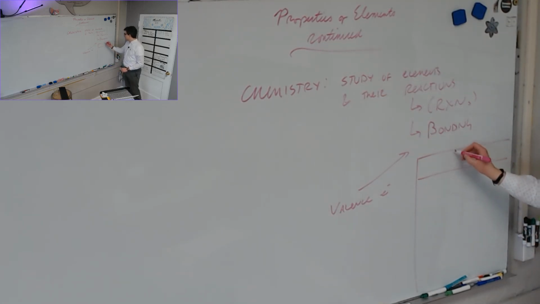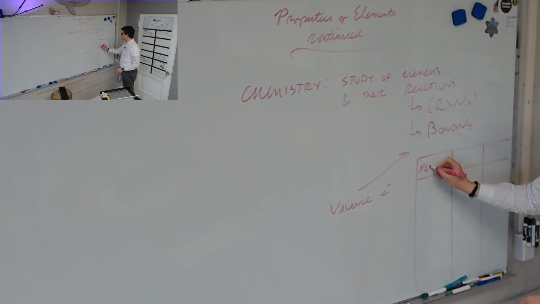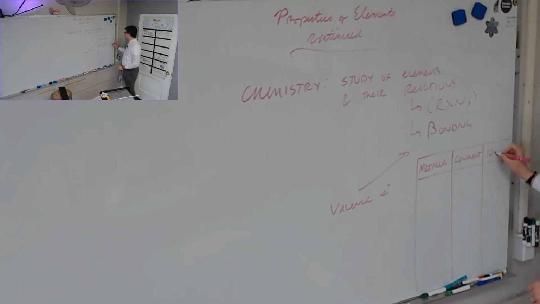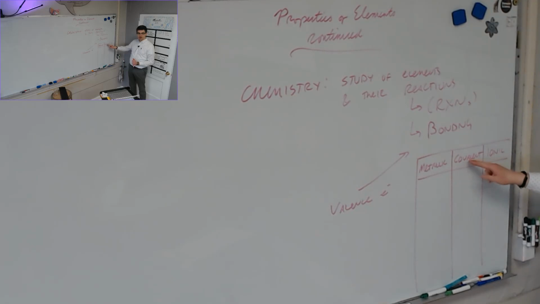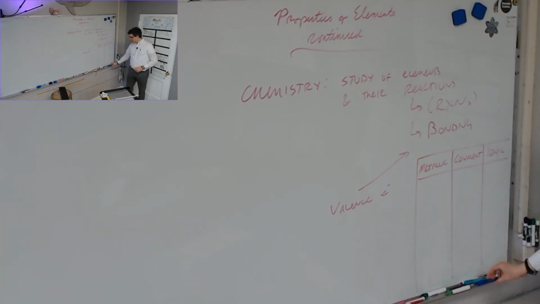The three kinds of bonding that we talk about are metallic, covalent, and ionic. Can you read these okay? Is this too small? Metallic, covalent, and ionic. I asked you a question. I can read it perfectly. Okay. I'm going to change colors here. Ionic, I-O-N-I-C.